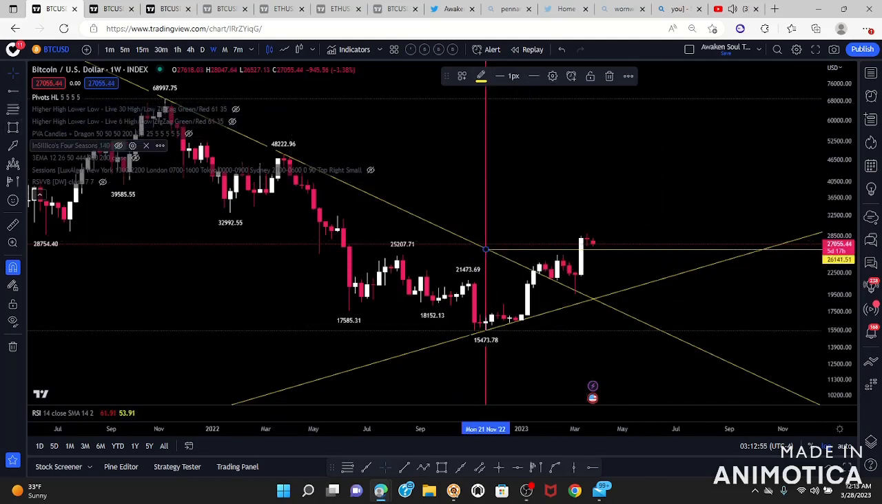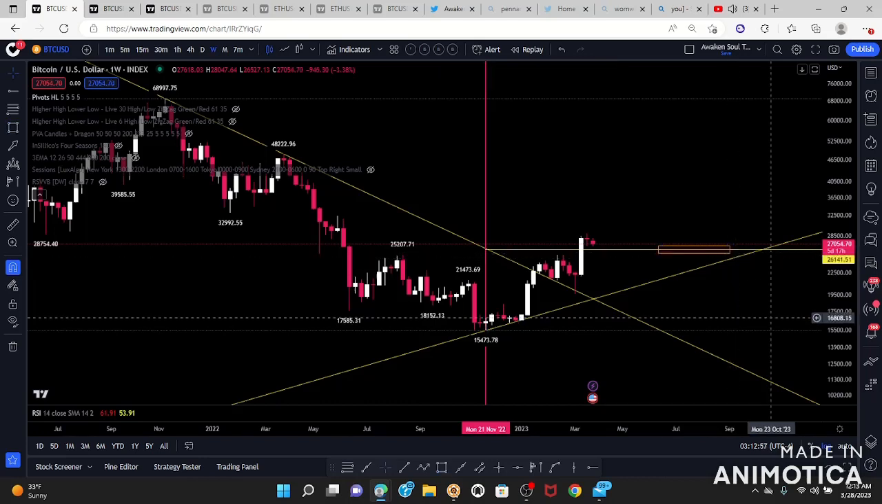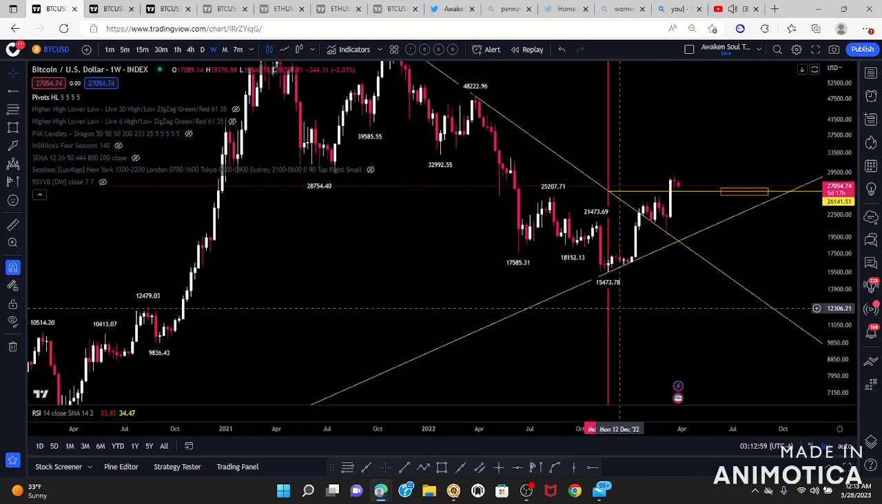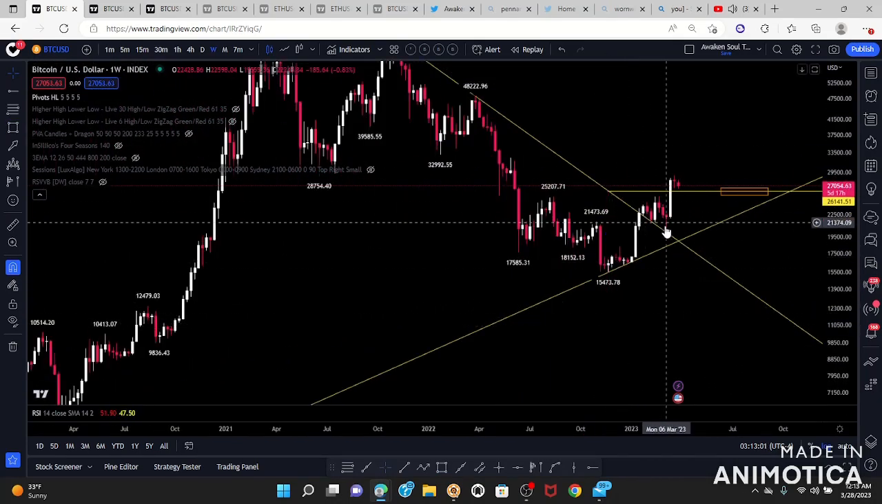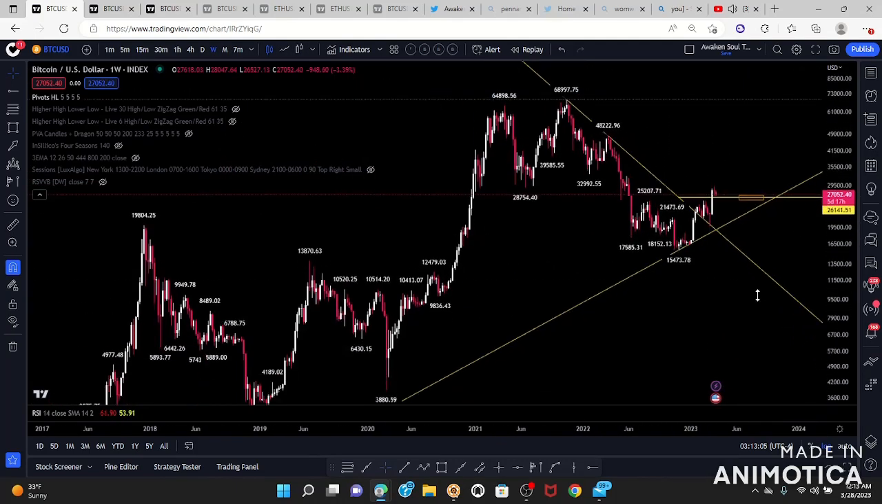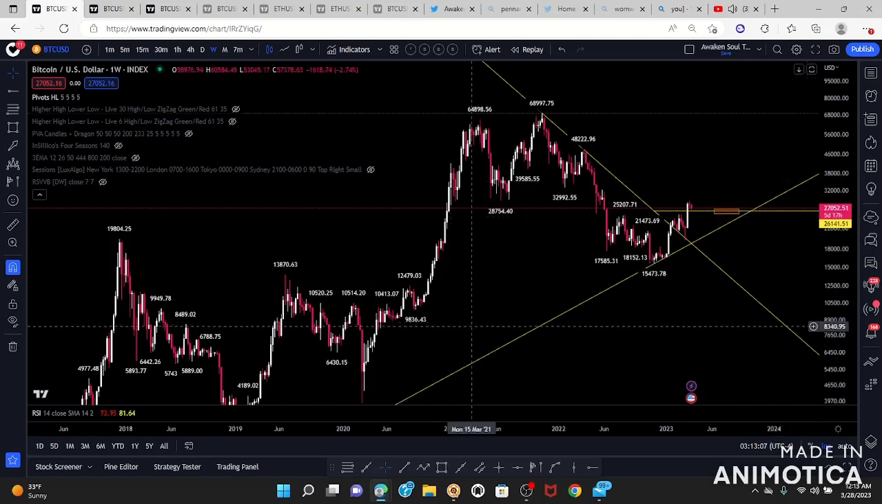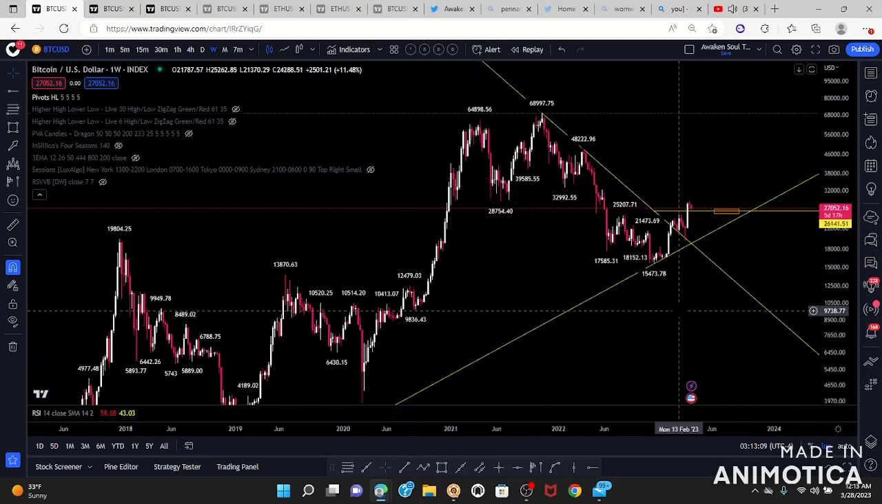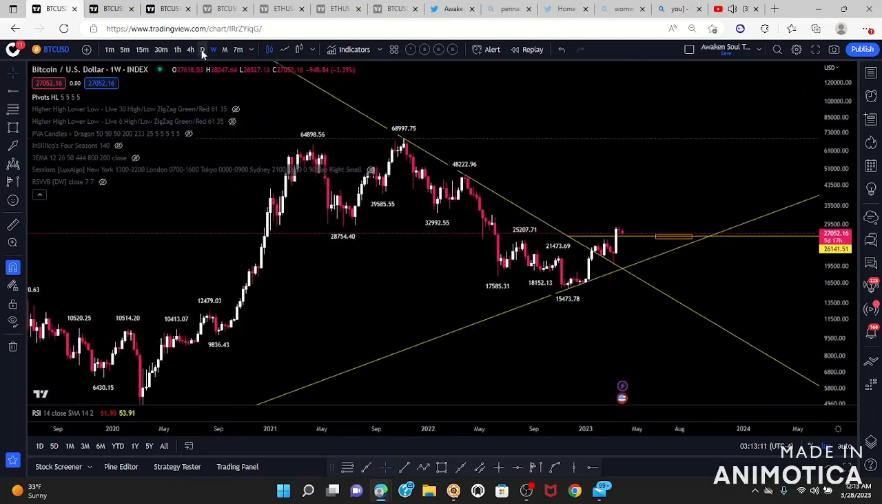And we took that target and we went way past it. Beautiful. So let's go ahead. I'm not going to give you a bearish target just because we're not there yet. It would have to cross this support trend line to the downside.